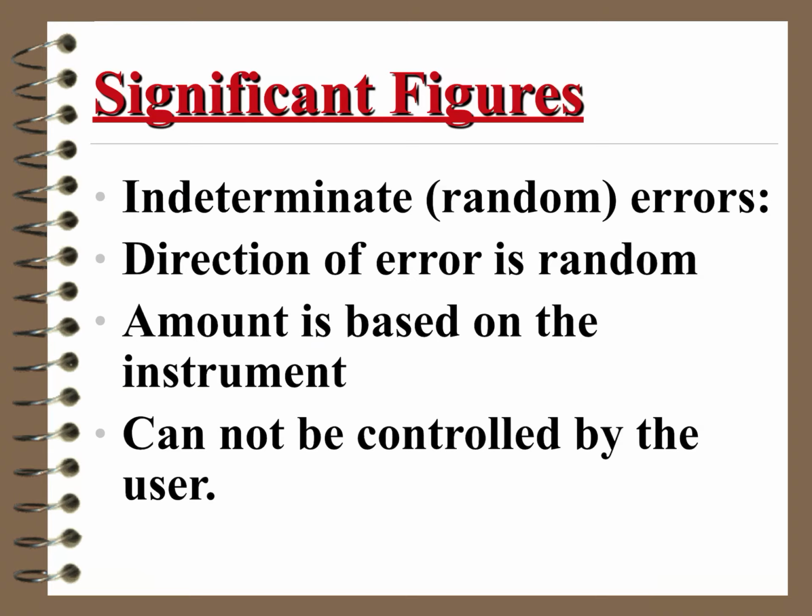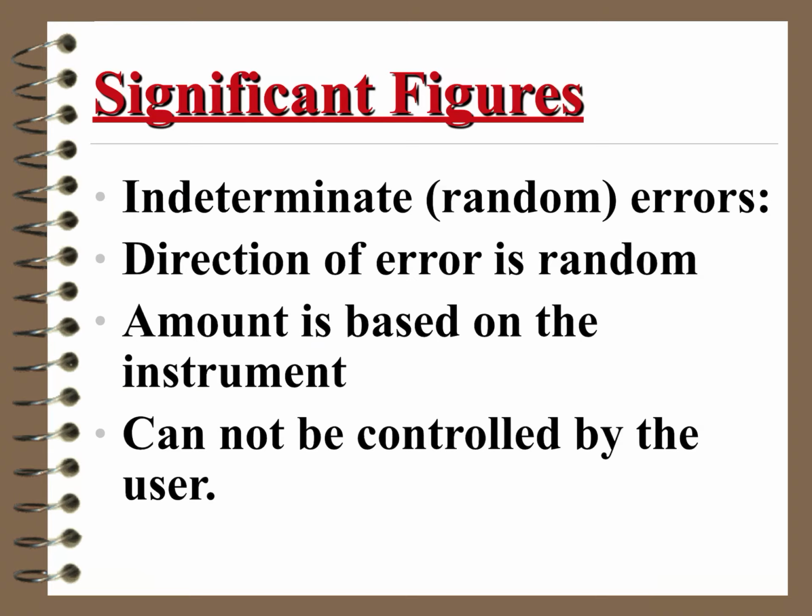Now, how much error you get is based upon the instrument. Again, the only way to get a smaller estimated digit is to use a more precise piece of equipment with more markings on it. So in other words, you're not going to be able to control this error. It's going to be in there. Whether it's digital or analog, the only way to deal with it is to do the lab many, many times so that the error cancels out.